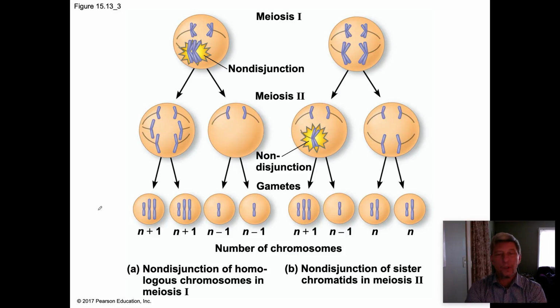Okay, so if you look at the left-hand side where nondisjunction occurred during meiosis 1, you end up with a haploid plus 1 set of gametes on the left side and a haploid minus 1 on the right. In the case where nondisjunction occurs in meiosis 2, you end up with an N plus 1 and an N minus 1 on the left, and then 2 normal haploid gametes on the right-hand side. All right, and so nondisjunction can occur either during meiosis 1 or meiosis 2.